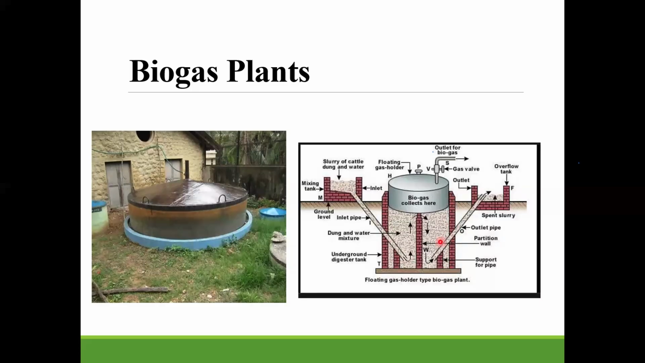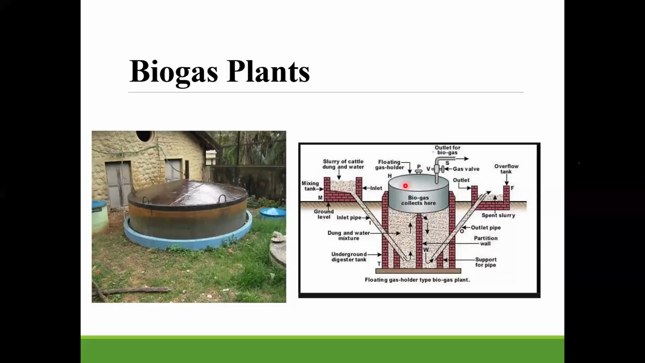Are you able to see my screen? Yes, ma'am. So we'll dump all the raw material in this inlet tank, and from there the material will go into the digester, where the slurry will get digested. Digestion takes a period of time. Digestion means the slurry will be acted upon by some microorganisms, which results in the formation of a gas. We call it biogas, and that biogas will be collected at this point.